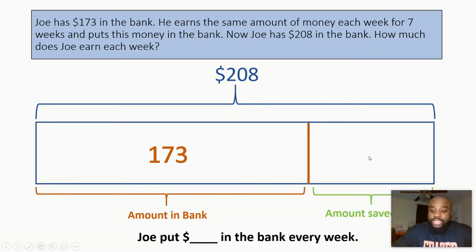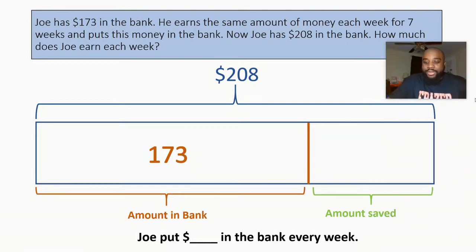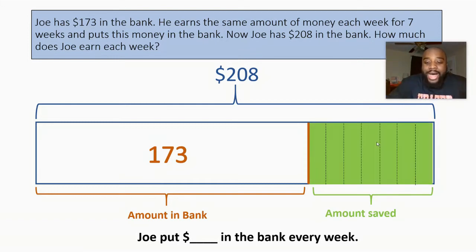So this is going to show us the amount that we saved. But let me move out of the way real quick. Okay. So now we have 7 boxes. And once again, it represents 7 weeks. And we know that it's going to be an even amount of money that's going to be saved over the course of 7 weeks.